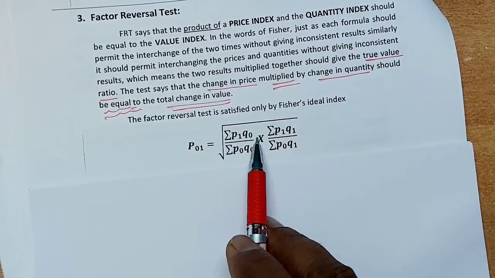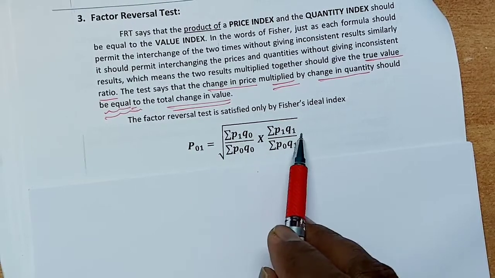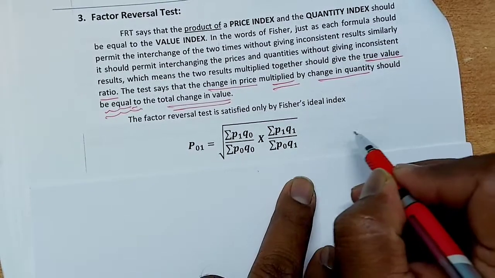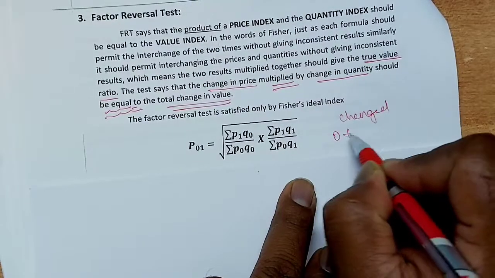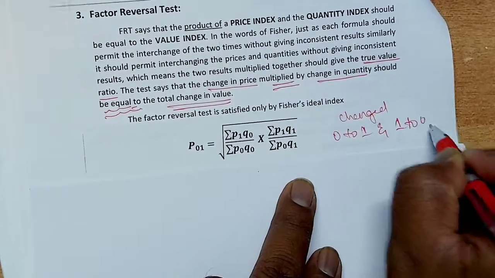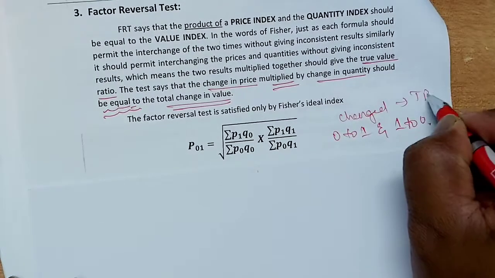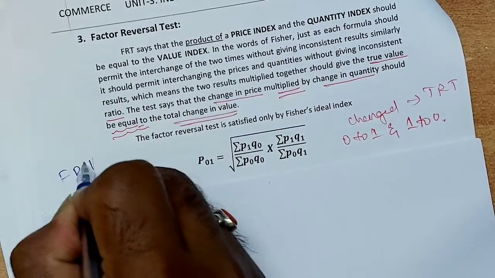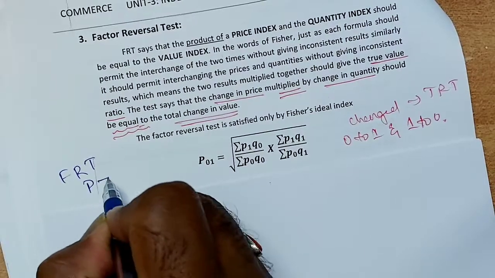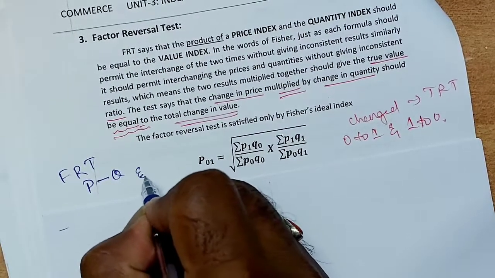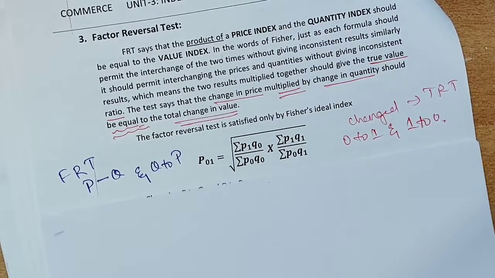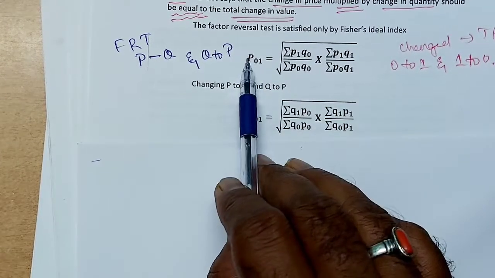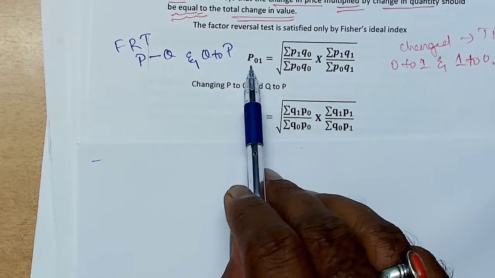P01 is equal to sigma P1 Q0 divided by sigma P0 Q0 into sigma P1 Q1 divided by sigma P0 Q1. In the case of time reversal test, what we did was we had changed 0 to 1 and 1 to 0. But now, in the case of factor reversal test, we will change P to Q and Q to P. Therefore, changing P to Q and Q to P, the times remain the same, 0 and 1 remain the same.